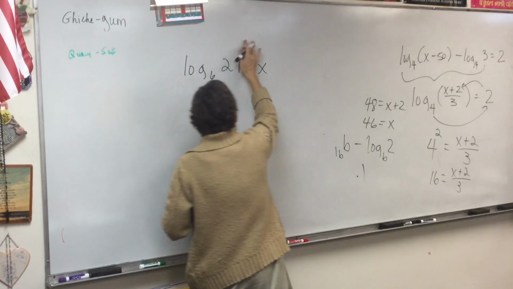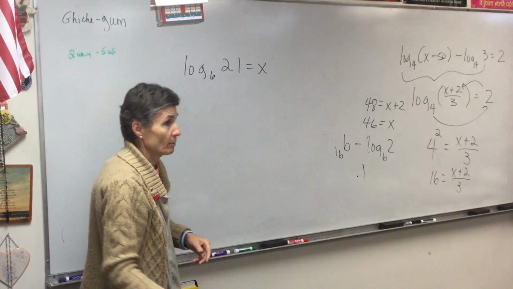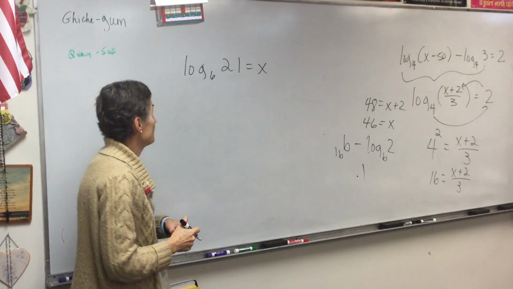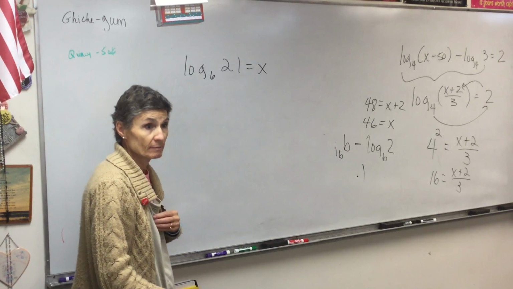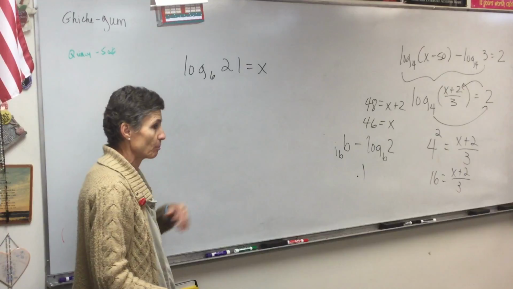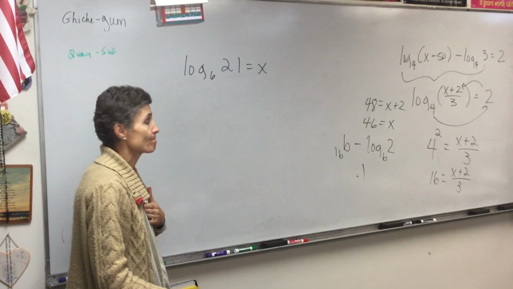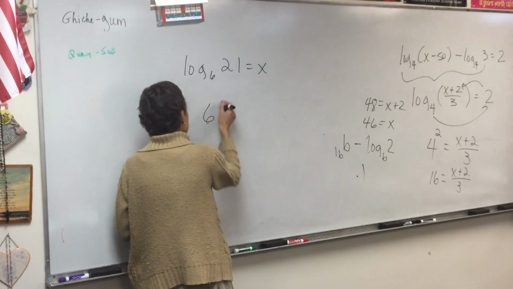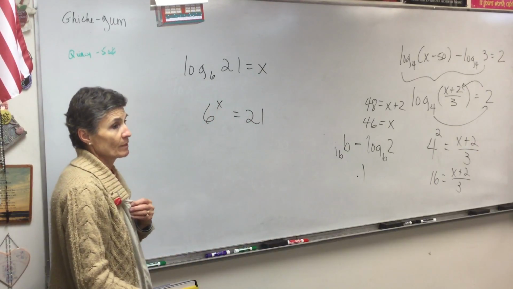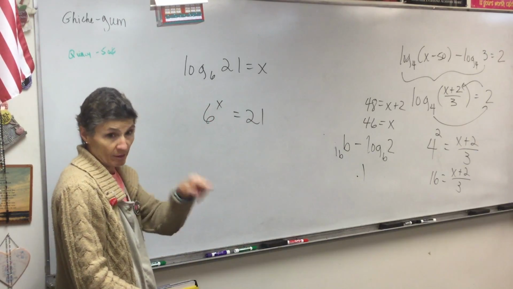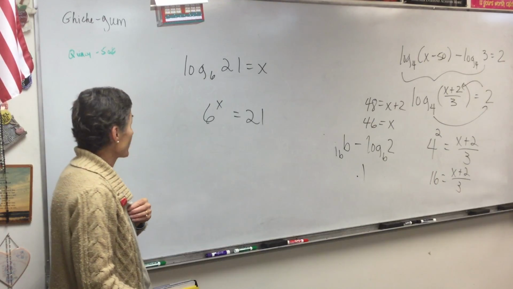So who knows how to do this problem? This kind of problem was on the practice test yesterday. So how do I start? Gotta get rid of the base 6 logarithm. You cannot deal with a base 6 logarithm. If I had that button on my calculator, I'd press it, but I don't. So I gotta get rid of it.